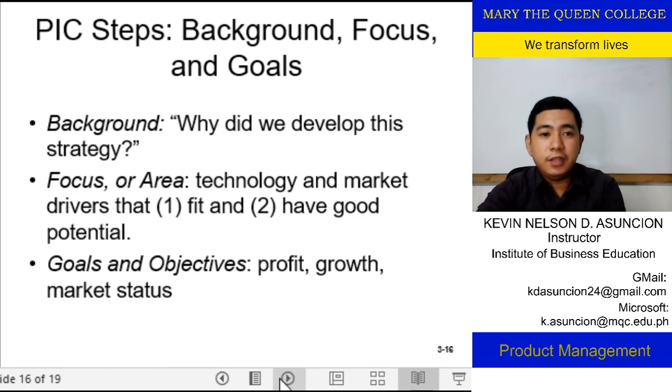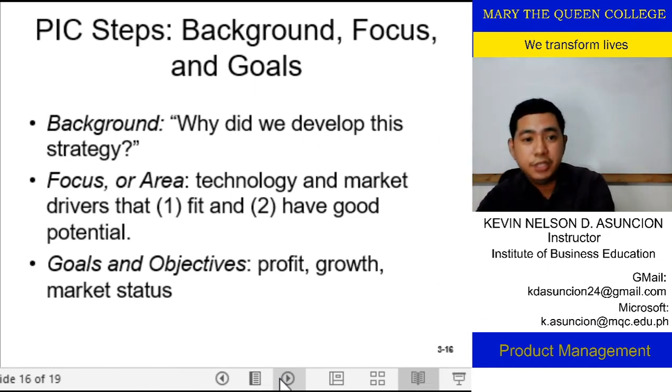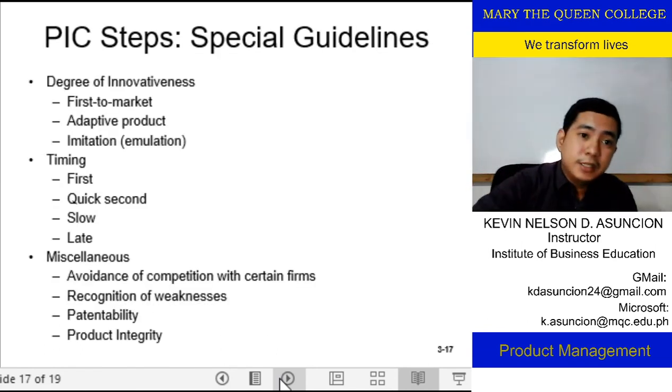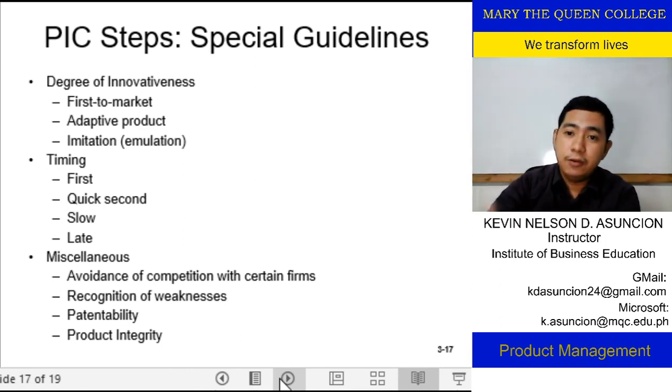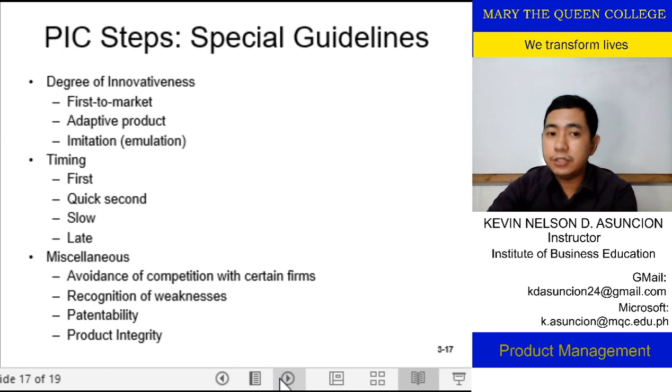Yun nga, why did we develop this strategy? It's coming from technology. Then the focus area: technology and market drivers, that one fits and has good potential. That's the focus area. And then the goals and objectives, na-discuss ito sa retail management. So what are the goals and objectives, the strategic planning of a business? Okay, so that specific guidelines, you have the degree and the timing. Guidelines, ibig sabihin, you have those constraints. What are your constraints? What will hold back? What is the control mechanism?